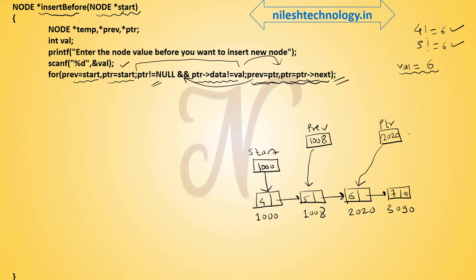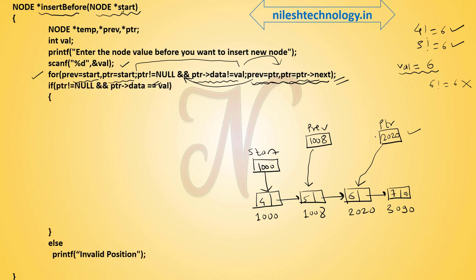Again check: ptr is not equal to null, true, and ptr of data is not equal to value. Now the data is 6. 6 not equal to 6: false. So here we break this for loop, because we matched the condition. After breaking the for loop, we check whether the value is present in the current linked list. If it is, then insert a new node. If it is not, then print invalid position.